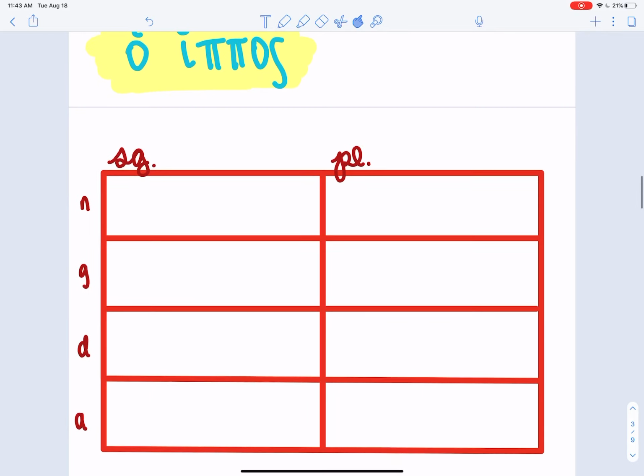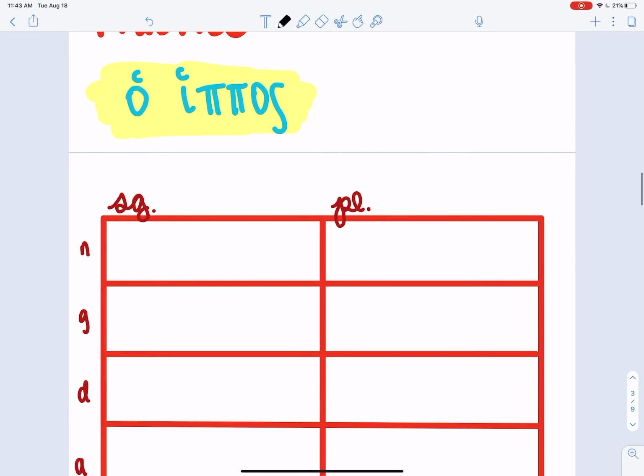So let's do some practice. The first set of practice we're going to do is with ho hippos. And hippos is not, unfortunately, a hippo, but hippo does come from it, and hippos means horse. And hippos is especially interesting because actually it's either masculine or feminine. So you can have ho hippos or hē hippos, and ho hippos would be a horse, whereas hē hippos would be a mare.